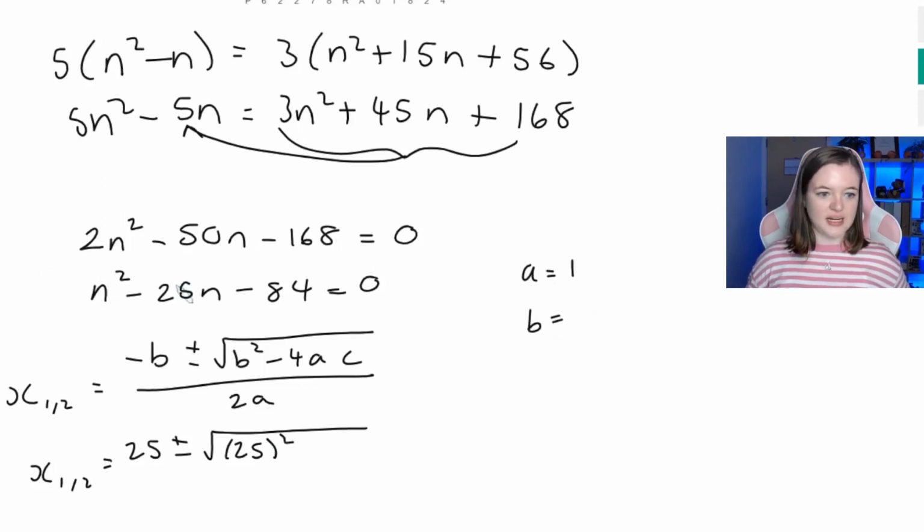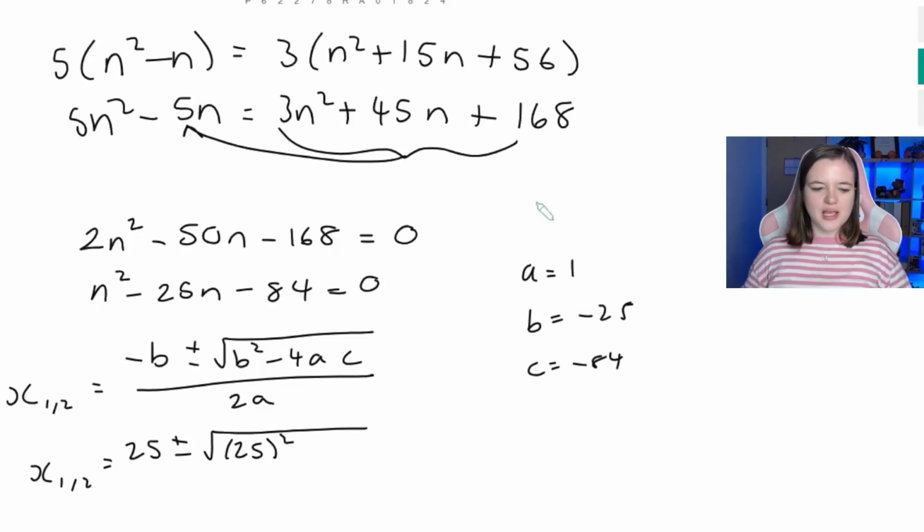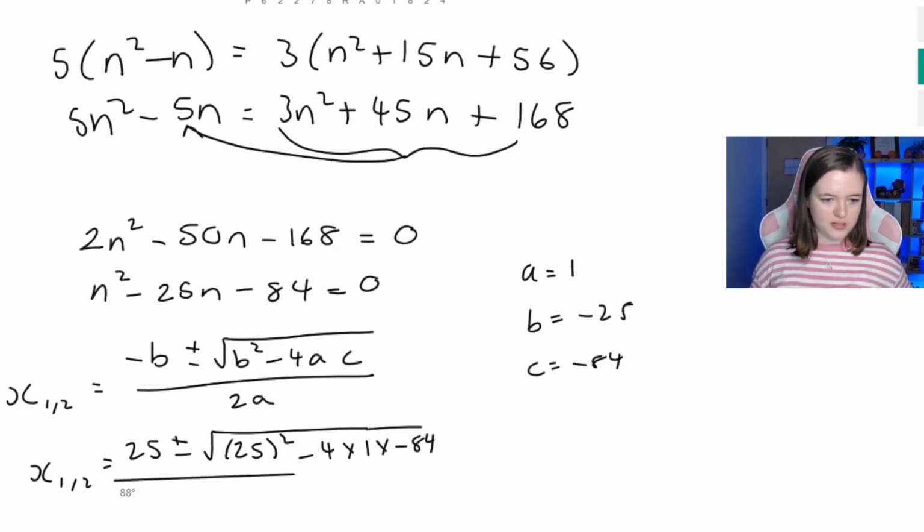B, second number along, which is minus 25. And then C, third number along, which is minus 84. So it's in the same order as the alphabet does. Easy peasy. And then take away 4 times 1 times C, which is minus 84. And then that divides by 2 times 1, which is just 2.